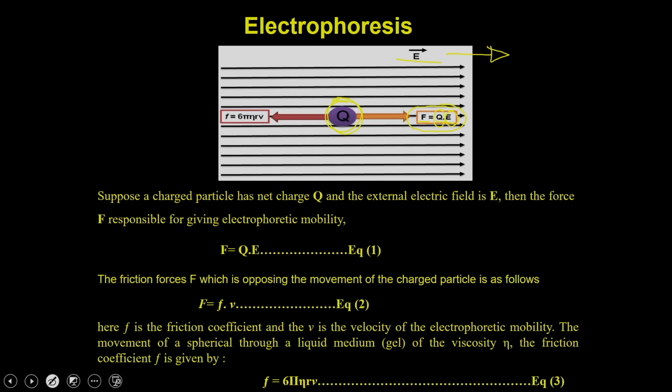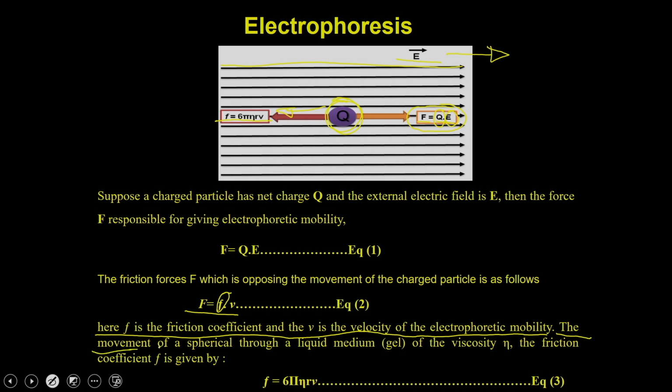But when a molecule is moving in an electric field, the material through which this molecule is moving is also going to exert frictional forces. The frictional forces oppose the movement of this molecule in the electric field, and they are equivalent to fv, where f is the frictional coefficient and v is the velocity, the electrophoretic mobility.